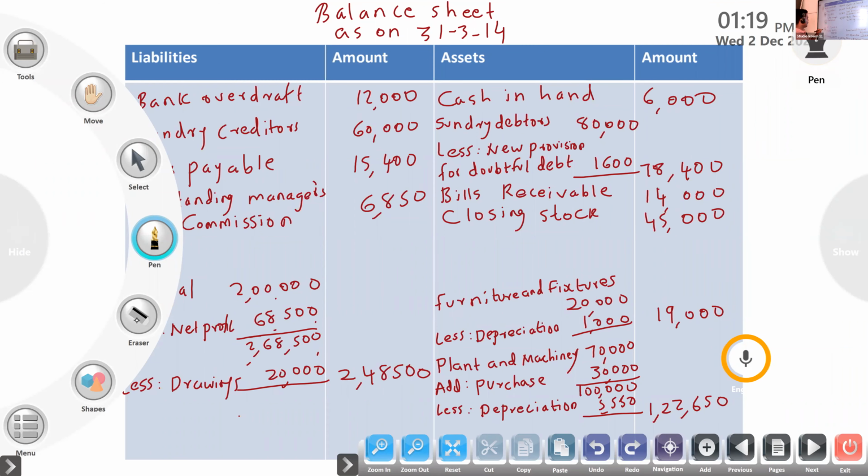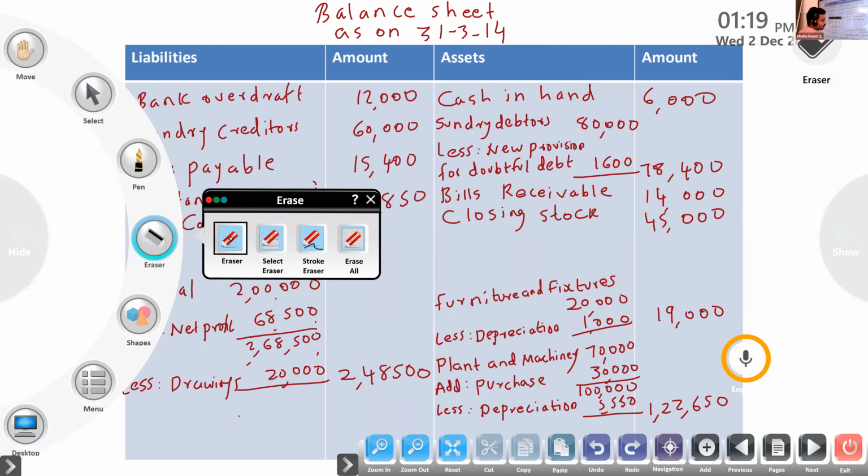So furniture, plant and machinery, if you are writing 1,000, no problem. Otherwise 70,000, purchase 30,000. So 1 lakh, then 5,550. If you write plant and machinery 1 lakh, it is included. Then no need to write separate. But for calculating depreciation, you have to write.